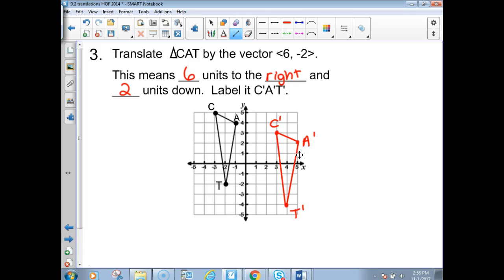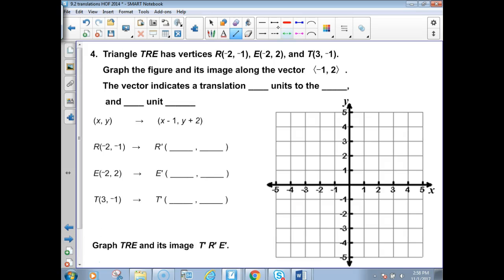Or it's like it slid. Do you see why we call it a slide? Looks like it slid over. Okay. Reflections we're calling a flip. So we're on our second transformation.